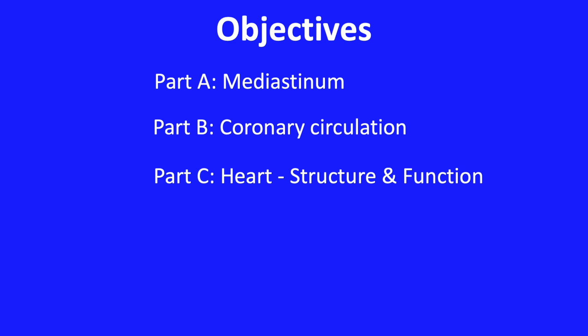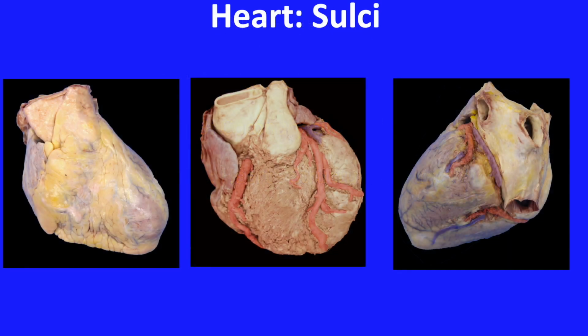In the first part of this series, we discuss the mediastinum. Here, we present the coronary circulation. We start the discussion of heart circulation by looking at the isolated heart on the left-hand panel. We're looking at the anterior view of the heart.